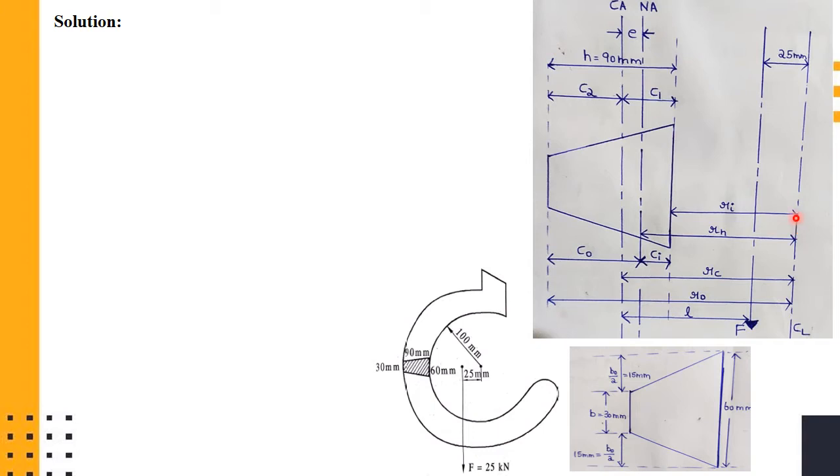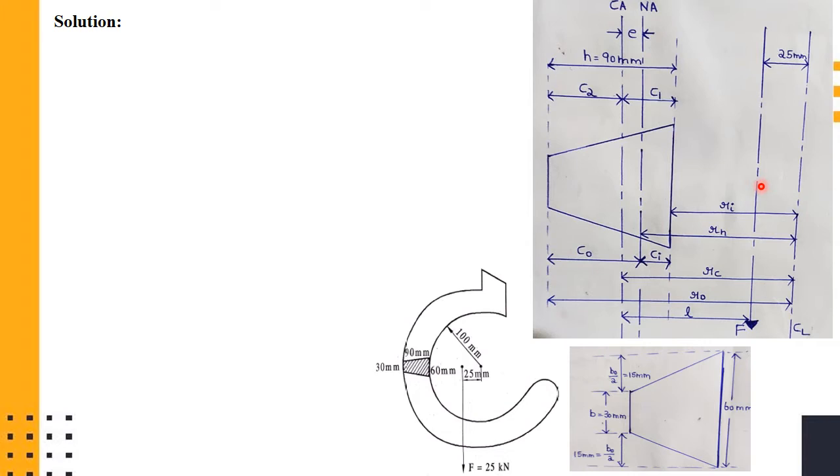Also you can note that the center of curvature is at a radius 100 mm to the inner surface of the curved beam. That is, the distance from the center of curvature to the inner surface is 100 mm. It is denoted by Ri, that I'll tell you later. So first you draw the center of curvature.